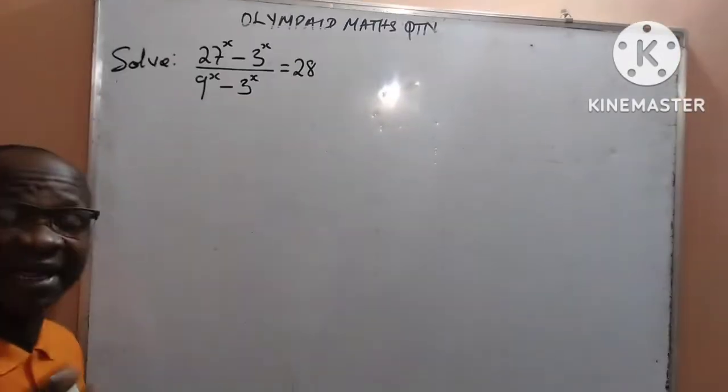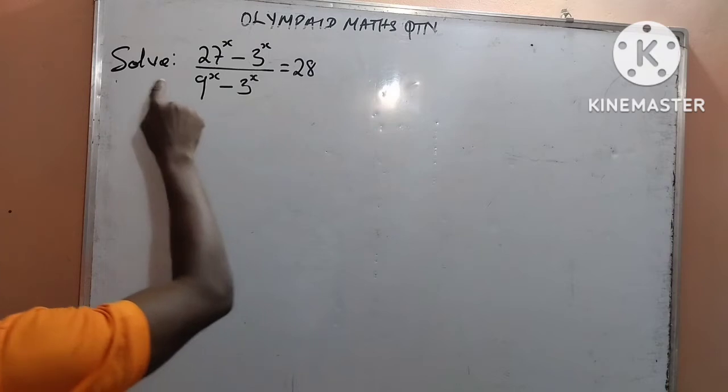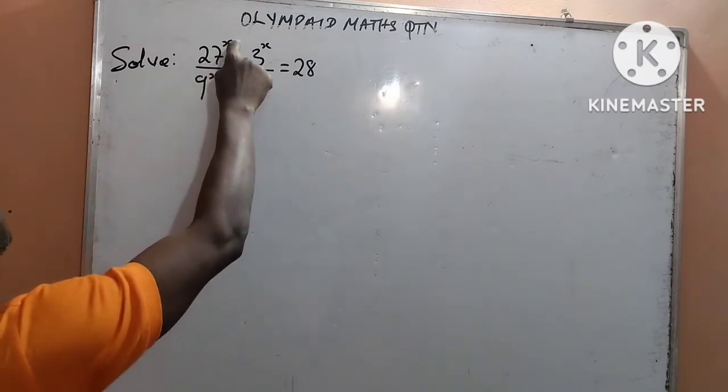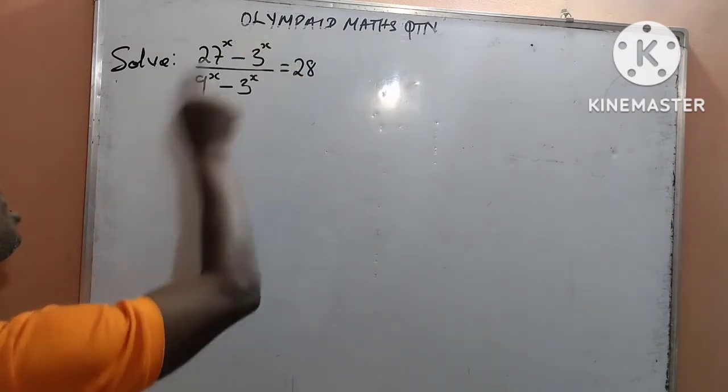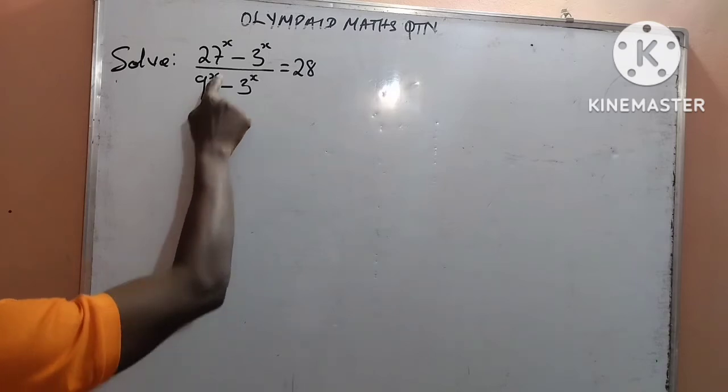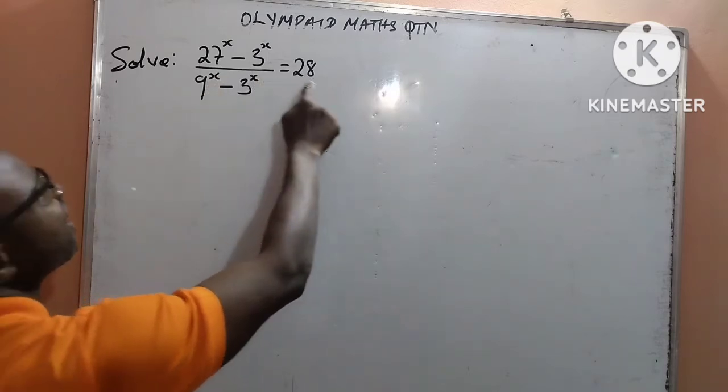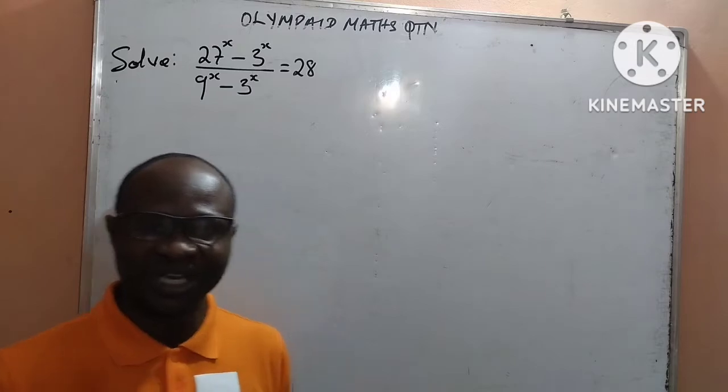In our today's math class, we shall be solving an Olympiad mathematics question. In the question, we are given to solve (27^x - 3^x) / (9^x - 3^x) = 28.